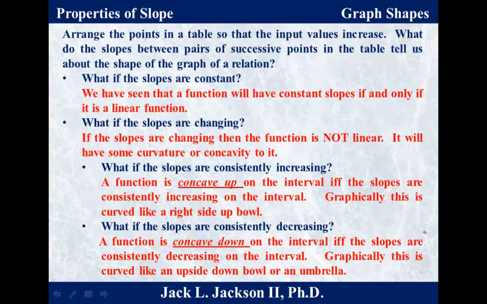So we've seen that a function will have constant slopes if and only if it's a linear function. If the slopes are changing, it will not be linear. It'll have some curvature or concavity to it. A function's concave up on the interval if and only if the slopes are consistently increasing on that interval. That's like curved like a right side up bowl. If they're consistently decreasing slopes on the interval, then the function is concave down. Okay, so it's concave down on the interval if and only if the slopes are consistently decreasing. So that's like an upside down bowl or like an umbrella.